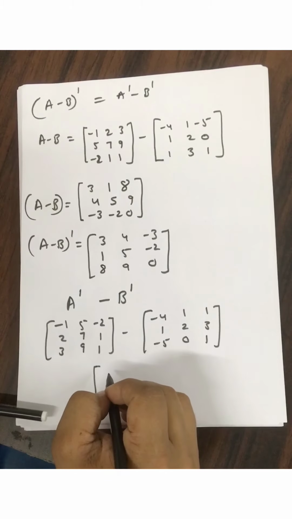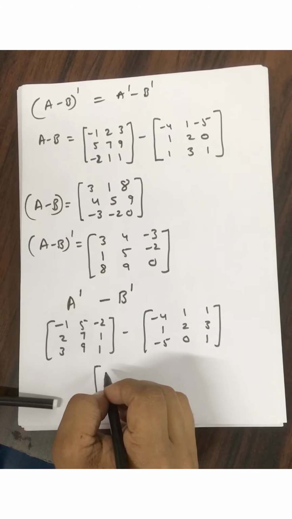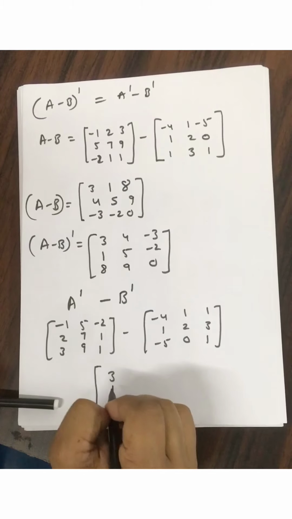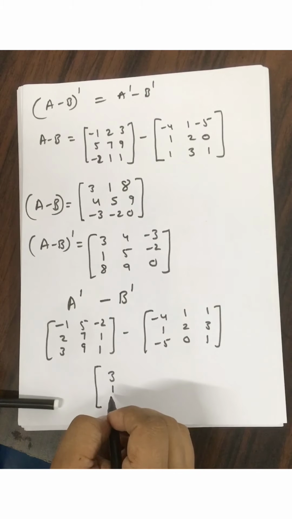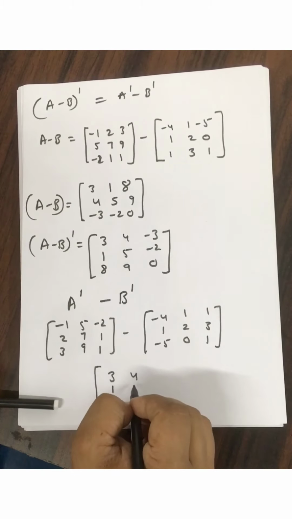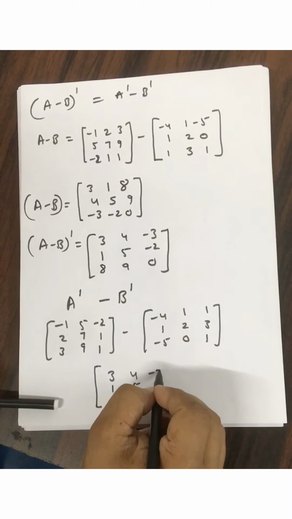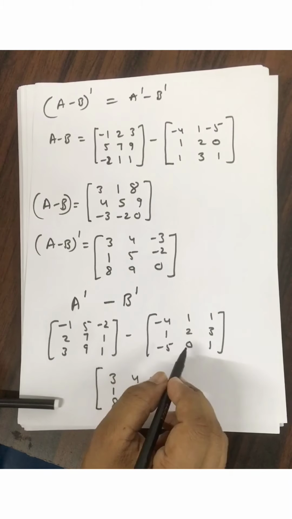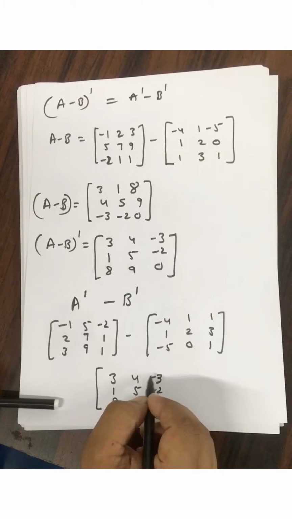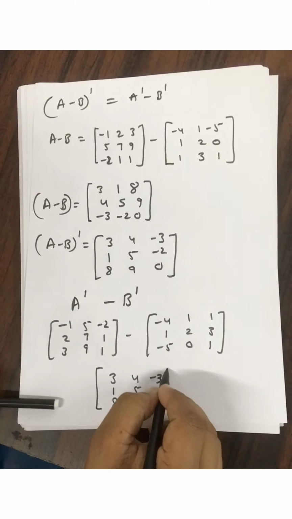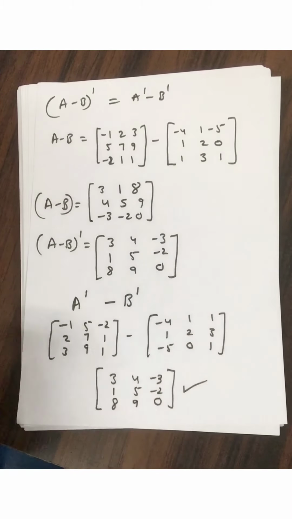This is coming 3, 1, 8, 4, 5, 9, minus 3 and this 1 minus 3 minus 2 and 1 1 is 0. Okay, got it. That's correct. That's true. Okay. Let's move on to the next question.